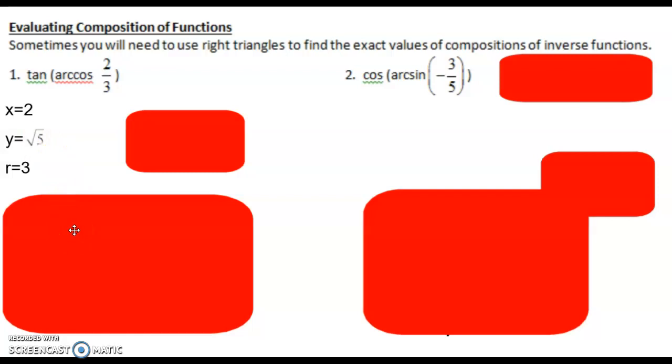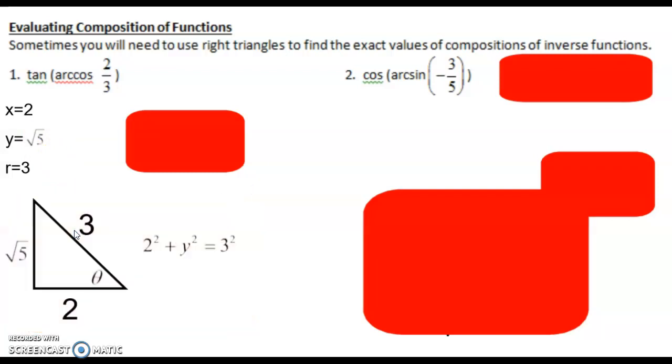If you want to draw a right triangle as well, that could be helpful. So if you place your right triangle and you place your theta somewhere, and you know cosine is adjacent over hypotenuse, so therefore 2 is my adjacent side and 3 is my hypotenuse side. And again, you're using your Pythagorean theorem to find that missing side length. In this case, it's the opposite side. So you can either think of this as x, y, and r, or you can think of this as opposite, adjacent, and hypotenuse. In either case, you'll get the same answer.